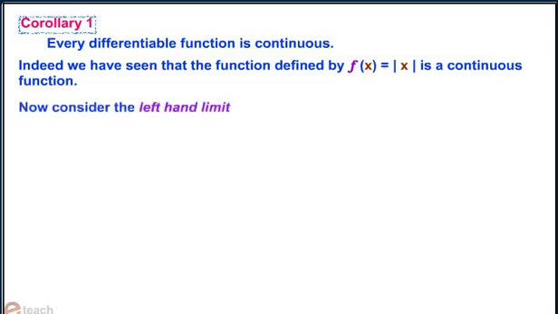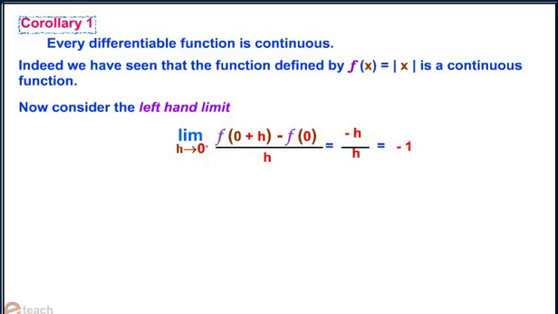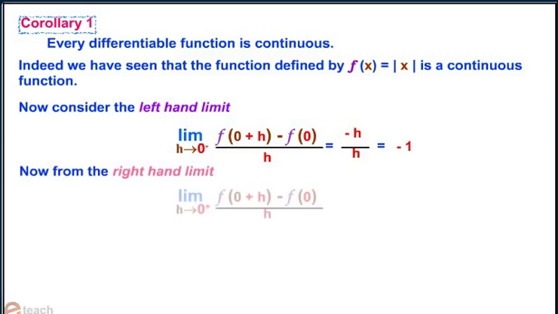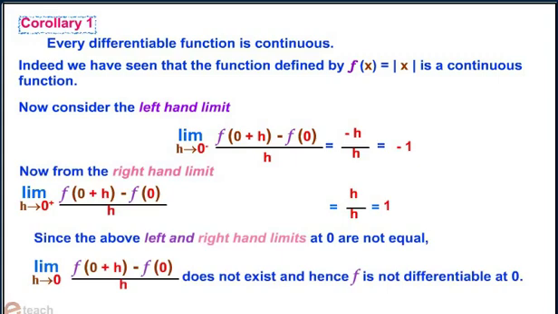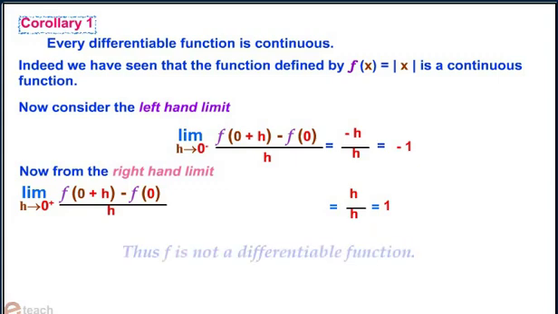Now, consider the left hand limit. Limit h tending to 0 minus of (f(0 plus h) minus f(0)) divided by h equals minus h divided by h, which equals minus 1. Now, from the right hand limit, we have limit h tending to 0 plus equals 1. Since the above left and right hand limits at 0 are not equal, the limit of (f(0 plus h) minus f(0)) divided by h does not exist, and hence f is not differentiable at 0. Thus, the function f is not a differentiable function.